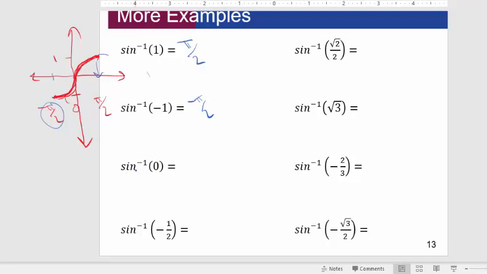All right, so this one is asking you which angle has a sine of 0. Well, here's my interval that I'm looking at. When is the sine 0? Right here, at 0. Now this one is where you get tricky.